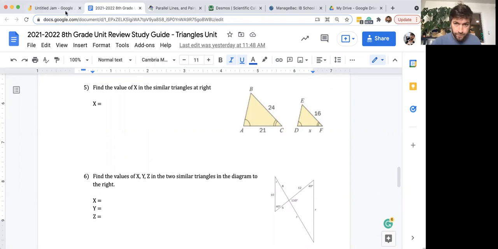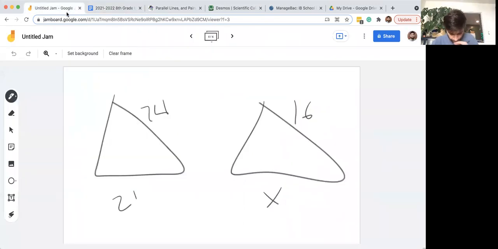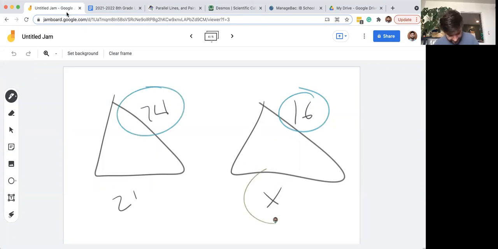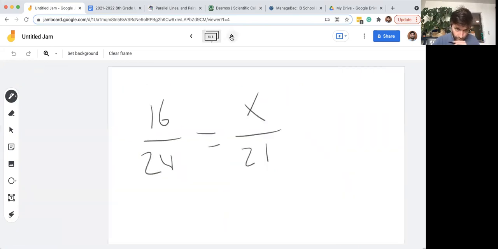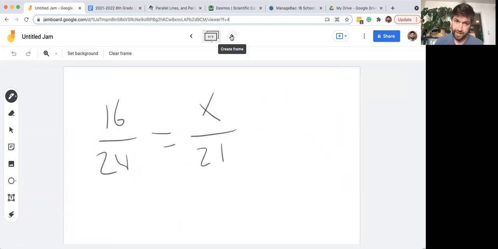So there's a few ways we can do this. We can know that 16 over 24, that over its corresponding side, will equal x over 21, our other corresponding sides. It's going to equal x over 21. So you could reduce these to the same fraction. I'll show you how to do that.